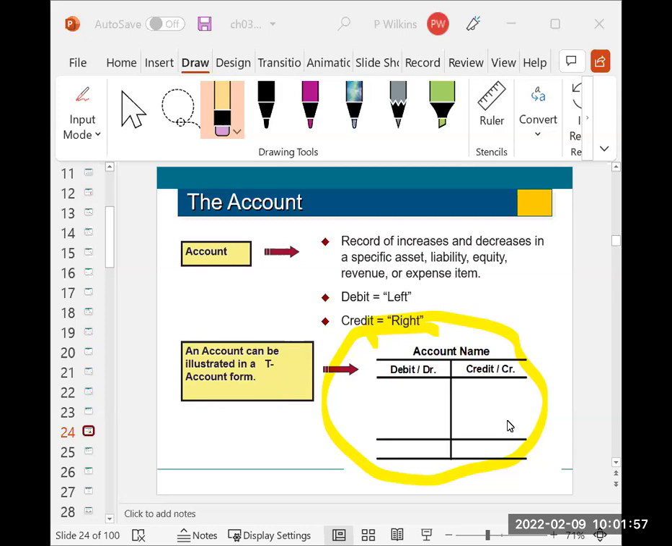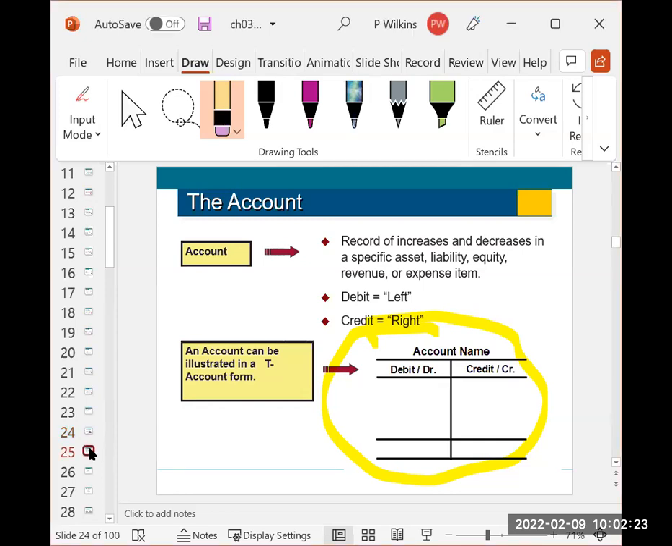So if we look down here on the bottom right of the screen, if you can see that, it says account name at the top, and then you'll see the left column is the debit column and the right column is the credit column. So where it says account name, you would have one of these for cash, one of these for every account. Every account that you did on the financial statements would have one of these accounts. Okay, there's one for every one of them.